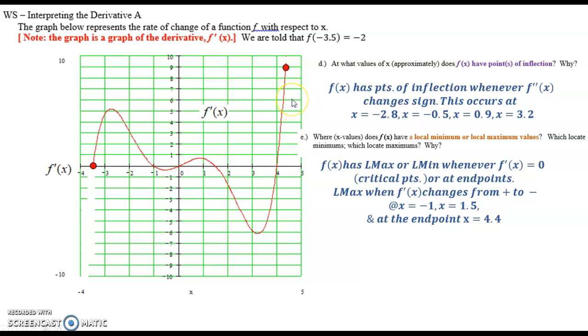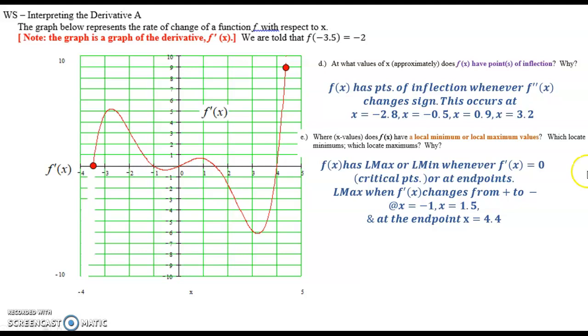Not this curve, but the original curve, f of x, is rising until it reaches the endpoint at 4.4, so it also must be a local maximum. So my local maximum values are at x equals -1 right here, because the derivative changes from positive to negative. And then again here at 1.5, because the derivative changes from positive to negative. And then at this endpoint, because the curve rises to that endpoint, therefore finding a maximum.